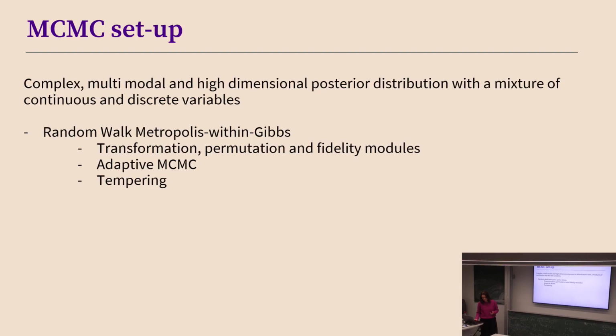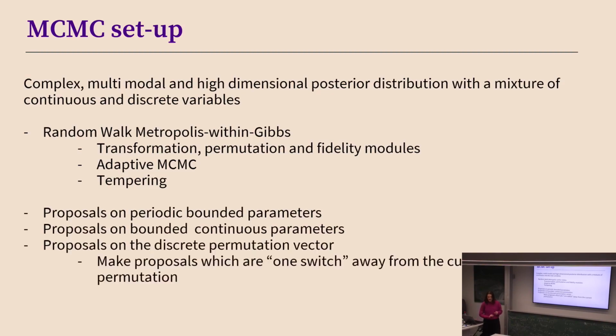So there was a lot going on at this point, fairly high dimensional as well, and we had to be careful. I'm going to skip through them. Had to be careful how we were making our proposals. We had angles within the affine transformation which were periodic. We also had bounded parameters, the fidelity parameters, so we needed to make sure we were proposing well on these. And also we had to think about how we would make proposals on the permutation vector. And we chose to make proposals which were one switch away. So we would make the proposal of perhaps cell 2 and cell 3 swapping round and nothing else. We did play around with what happens if you made 2 switches, but we didn't see that much of an improvement.